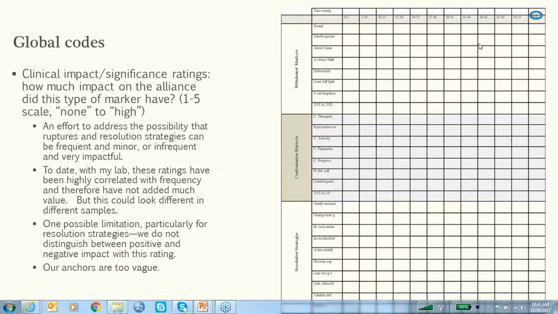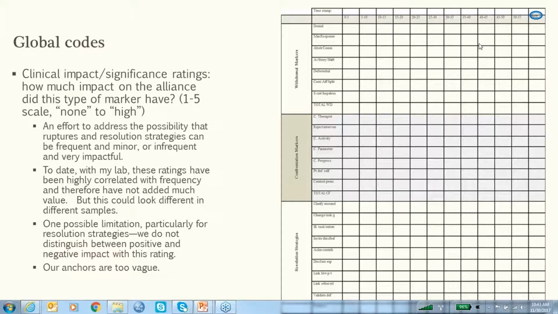We introduced this because we wanted to address the possibility that ruptures and resolution strategies could be frequent and minor or infrequent and very impactful. So just looking at how many 5-minute segments something showed up in may not really correspond with what's going to have an impact on, let's say, outcome. So we wanted a way to capture the significance.